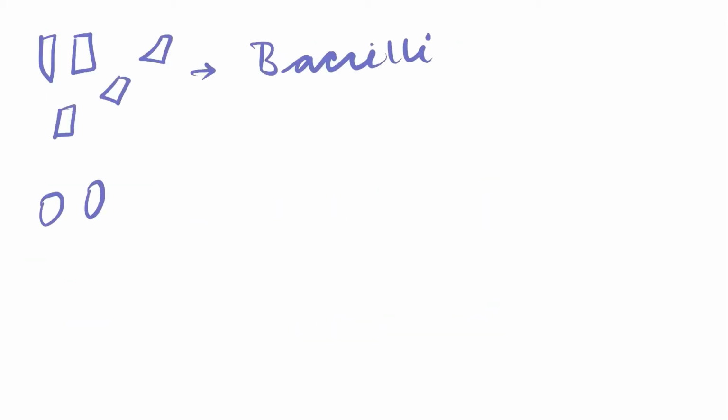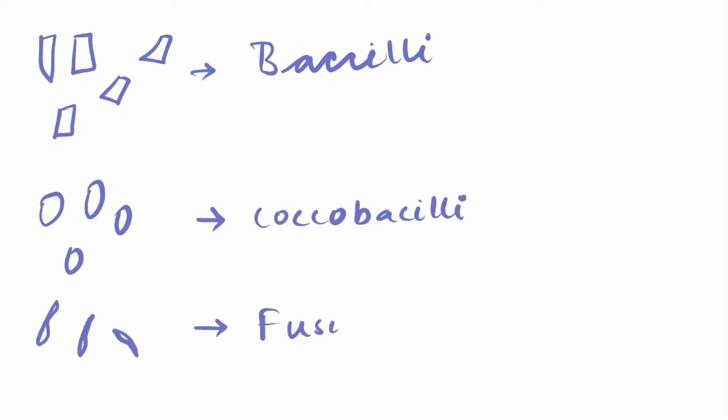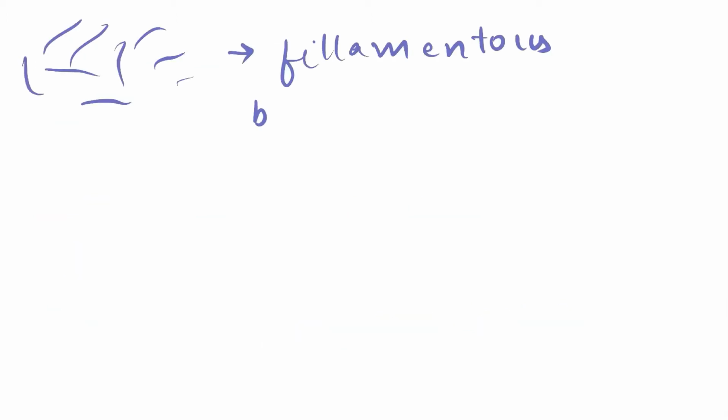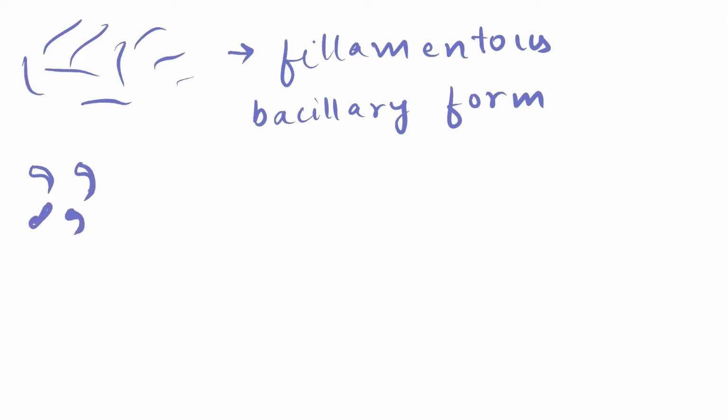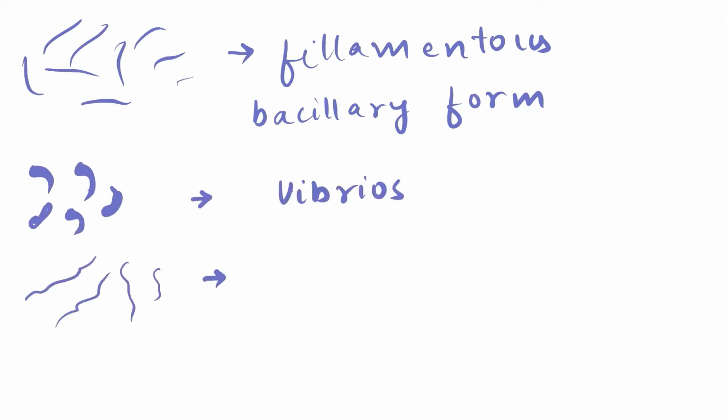Bacilli are rods. Coccobacilli are short rod-like bacteria. Fusiform bacilli are spindle-like. Filamentous are thread-like. Vibrios are comma-like. And spirilla are spiral-shaped.